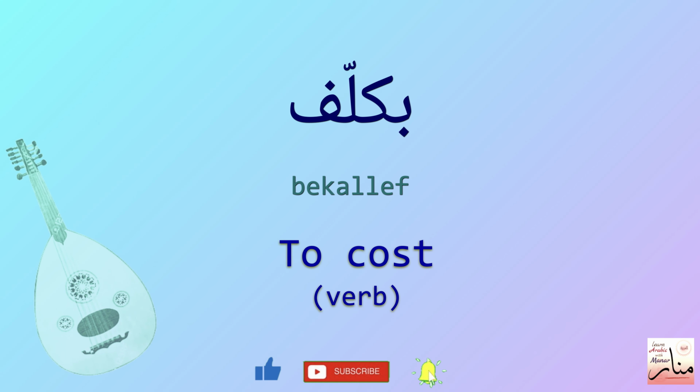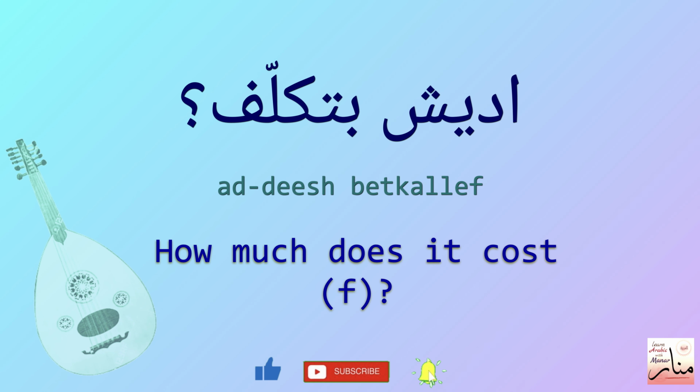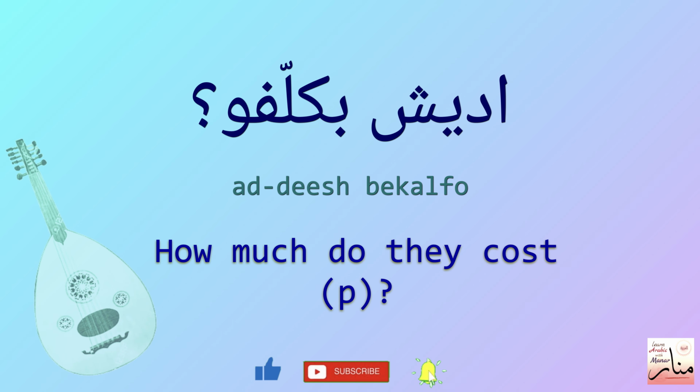We use the verb bikallef after ad-deesh to ask how much it costs to do something. So if someone is providing you with a service, fixing or preparing something for you, and you want to ask how much this service costs, you would say ad-deesh bikallef if you are asking about a masculine thing, ad-deesh bitkallef feminine, ad-deesh bikalfu plural.